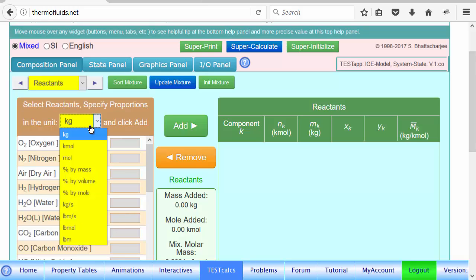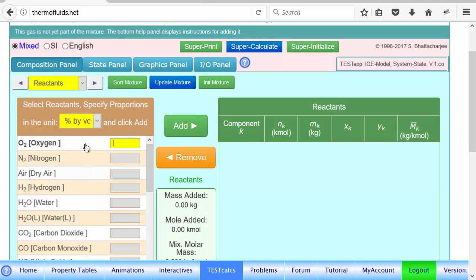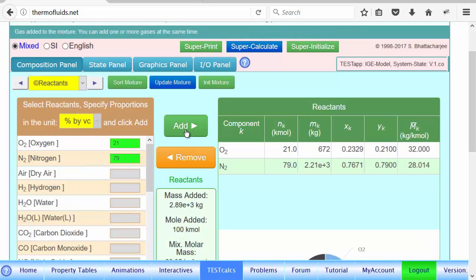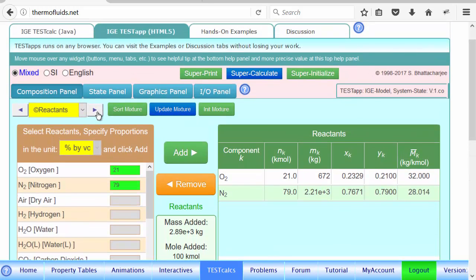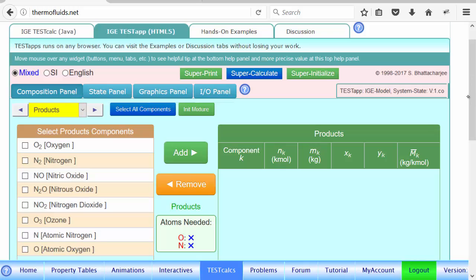Okay, so let's define the reactants again. We'll go by, let's say this time, percent by volume. We say oxygen is 21% and nitrogen is 79%. Once we add that, the mixture is composed. So there is basically 21 kilomole of oxygen, 79 kilomole of nitrogen in proportion. That's how the mixture is. It's exactly the same mixture. Reactant hasn't changed.